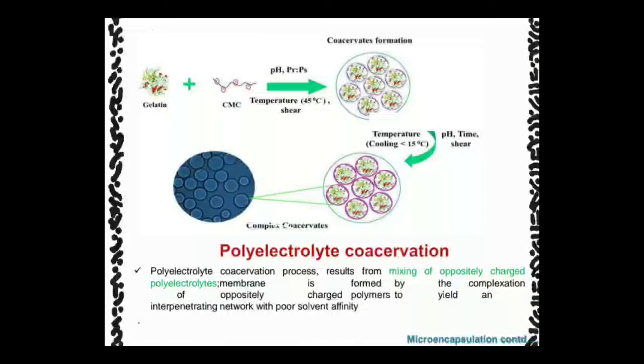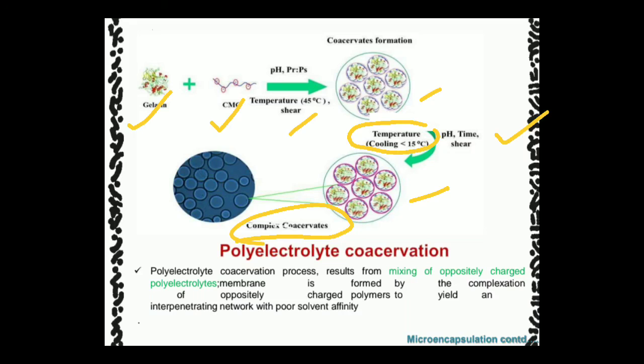Next is the coacervate formation. Here you can see I have taken gelatin and CMC as the polymers at temperature 45 degrees centigrade, and by applying the shear stress we get this particular coacervate formation. And if you reduce the temperature by cooling it beyond 15 degrees centigrade, and you maintain the optimum pH and shear rate, you can get a complex coacervate formation.